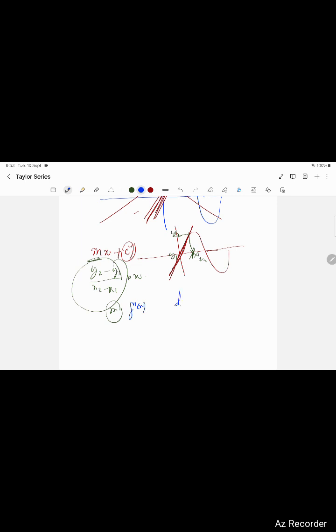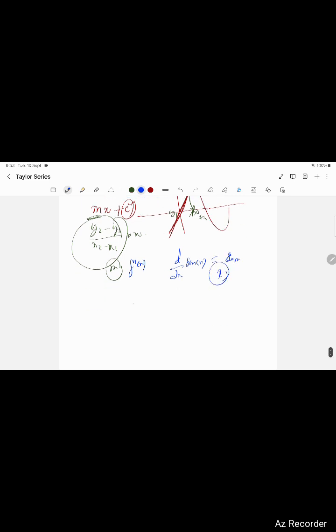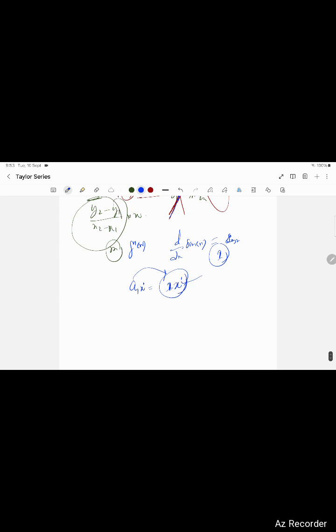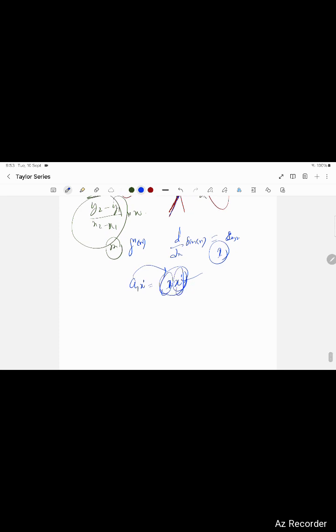It is the same as d divided by dx of sine of x. What is d divided by dx of sine of x? It is cos of x. And what is cos of x at 0? It is 1. So it means a1 of x1 is equal to 1, because the first derivative, the slope here, is 1, and the first degree polynomial coefficient is 1.